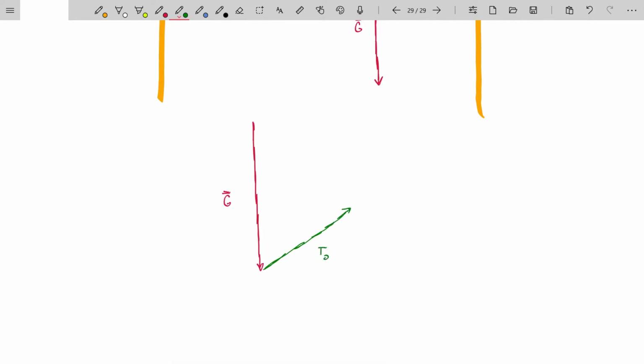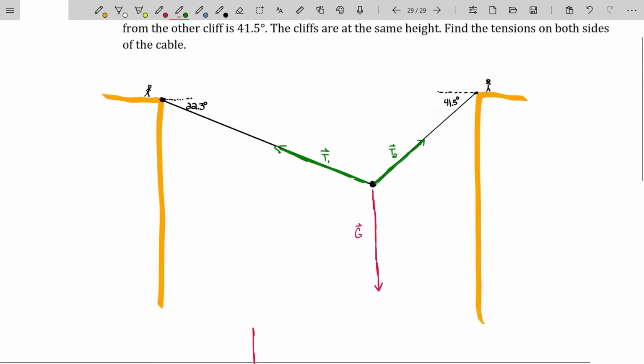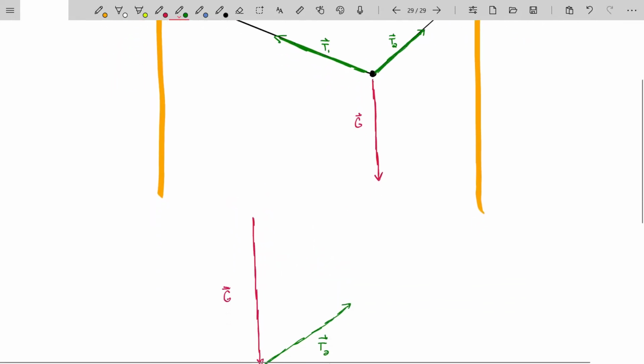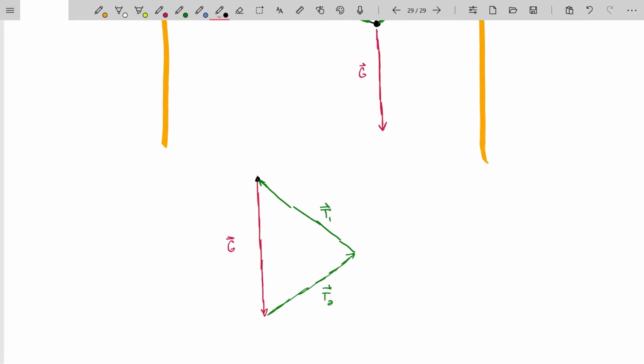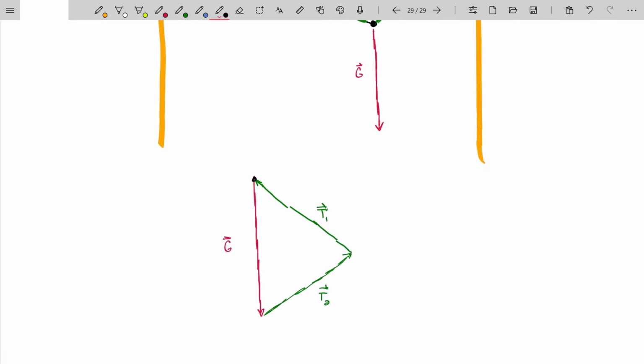Tension 2 vector. And then I will draw the tension 1 vector. Now note, the way that I'm drawing this is not to scale at all. But what I want to be true is that they meet up where they began. They began right here. So I need them to loop back to meet up where they began. And now I will go ahead and label the angles.